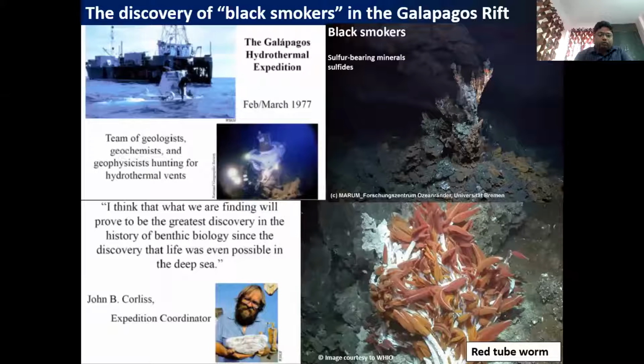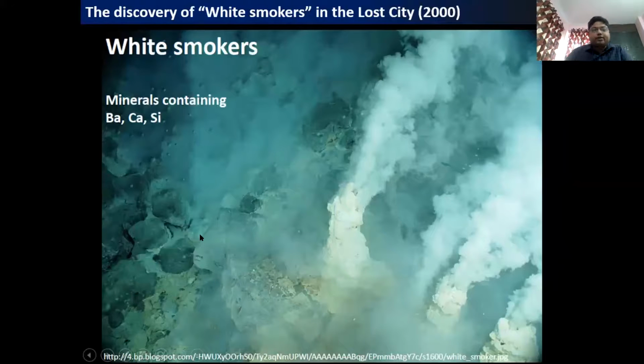Following this, in 2000, the next big discovery came, which is the discovery of white smokers. This is in the Atlantic Ocean, and it is called the Lost City. Similar to the black smokers, they found there is also the development of white smokers on the ocean floor.